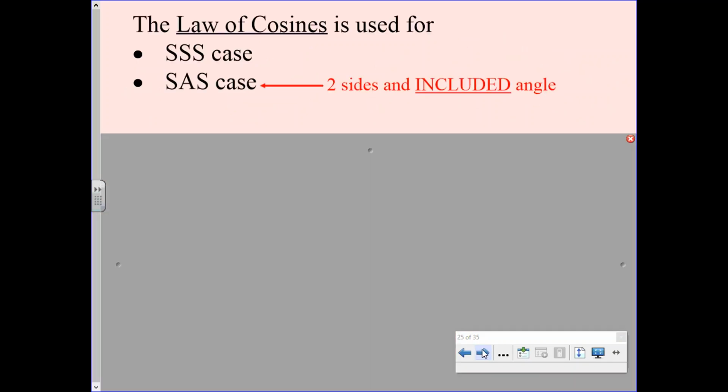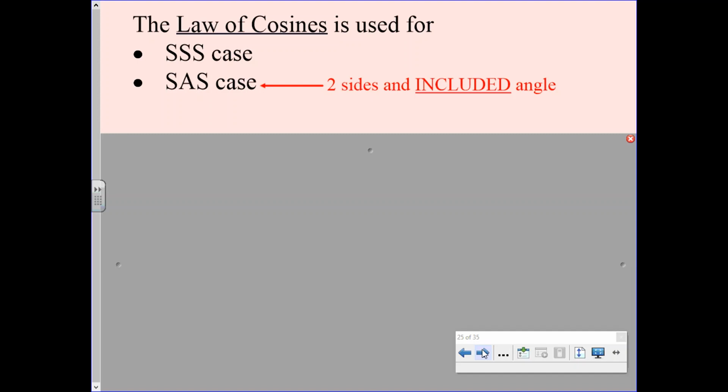So when do we use the law of cosines? Again, using the same convention that we used back in geometry, SSS is our side case. Anytime we have three sides, as long as they make a triangle. And then the SAS case, side angle side, that's two sides and the included angle. I'll talk more specifically about what that means in just a couple minutes.